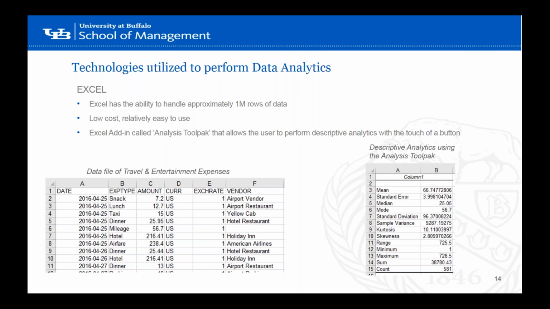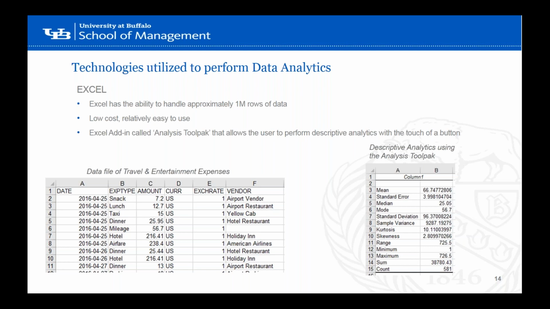So a couple different technologies that we see. We're still using Excel. I think a lot of people are still using it, and this is what I'm covering in class. Excel does have quite a bit of capacity to handle a significant amount of rows, and that's really why we're still using it. Low cost, relatively easy to use. There's a lot of free training out there, so it's easy to understand what's going on.